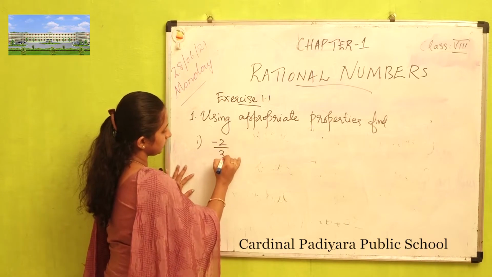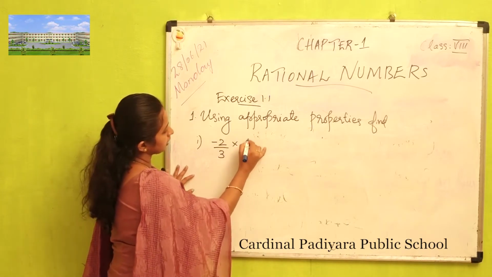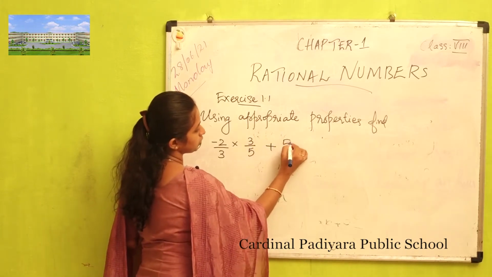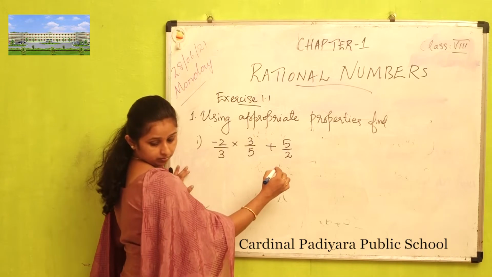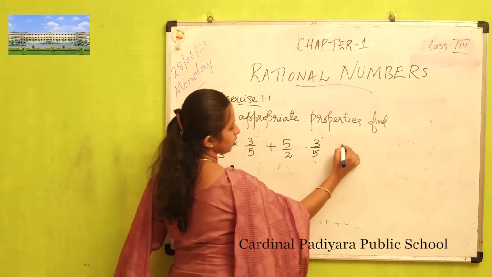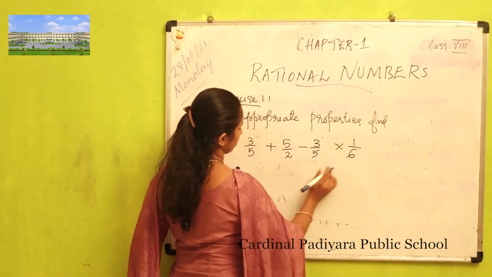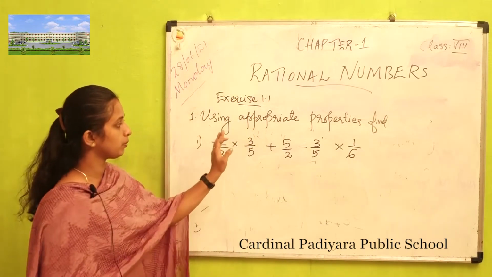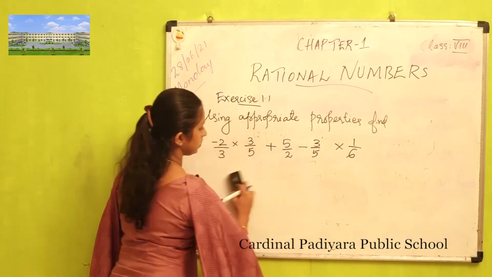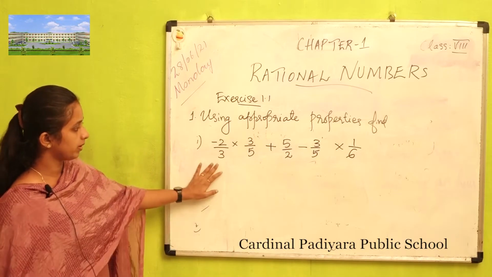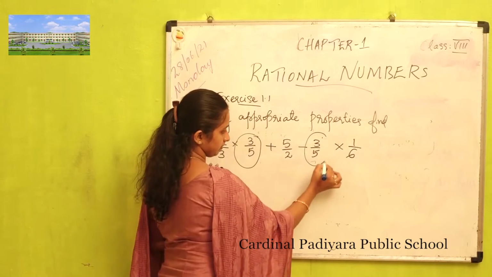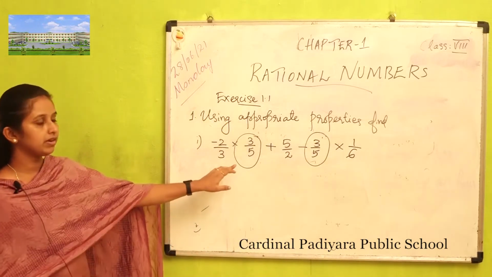The first one is negative 2 by 3 into 3 by 5 plus 5 by 2 minus 3 by 5 into 1 by 6. Okay, here we have to use the appropriate properties. We have studied 8 properties. So we can see a number is common, that is C. Here 3 by 5 is there and 3 by 5 is there. 2 3 by 5s are there. 3 by 5 is repeating.